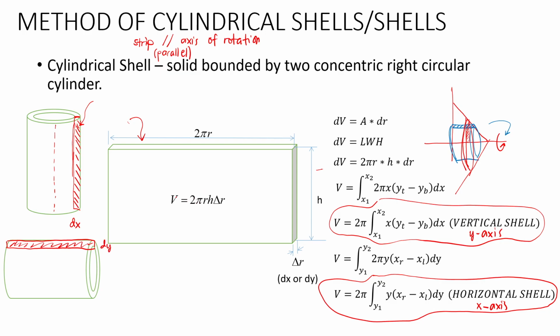So again, if we try to open this one up, this will be length times width times height, because you're going to have a rectangular parallelepiped or a rectangular prism. So I think those are the correct terms. So again, in solving the volume, the length here is the circumference of the circle. This is the circumference of the circle.